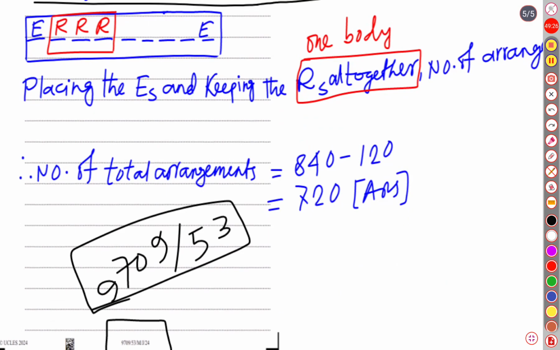Suppose all the r's are together. Then one e has already been fixed, and the last e has also been fixed. So how many places are remaining there?